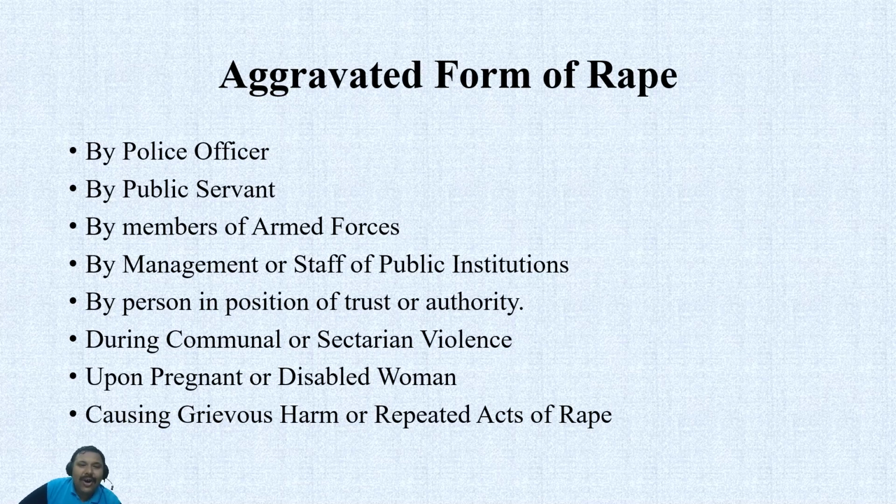Then we have management or staff of public institutions. Now, public institutions include hospitals, mental hospitals, normal hospitals. Then we have shelter homes. Then we have juvenile homes, the women hostel, the hostel of the universities, schools, colleges. Anybody who is in the management or staff of any public institution, generally where the women are there for safe custody, they are there for safety purposes, in hospitals. If such an act is done, then it is considered as aggravated form of rape, obviously, because those people have the responsibility of protecting the women who are there in those public institutions.